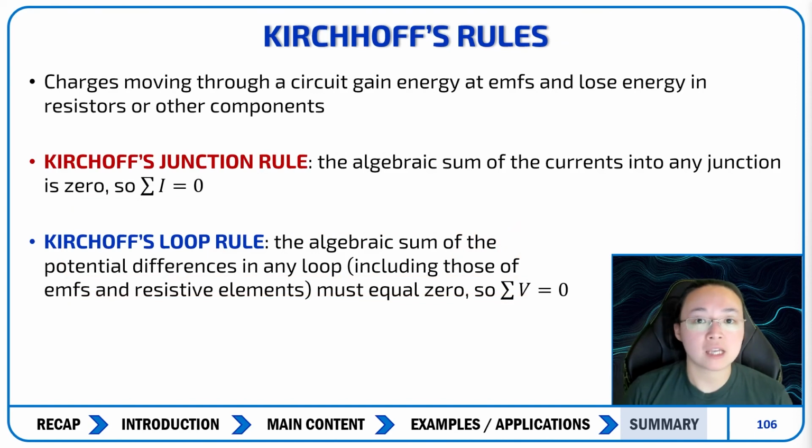Last couple of slides have to do with circuits and Kirchhoff's rules. Remember Kirchhoff's junction rule, where the sum of the currents into any junction must be equal to 0. And for the loop rule, the sum of all potential differences within the loop must sum up to 0 as well. So as your charge gains energy through your source of EMF, it's going to lose its voltage as it goes through each of the components of your circuit.